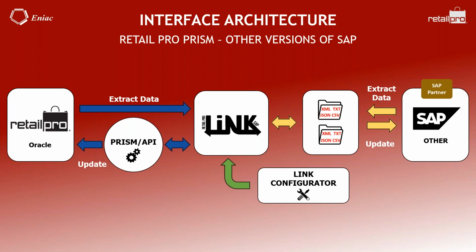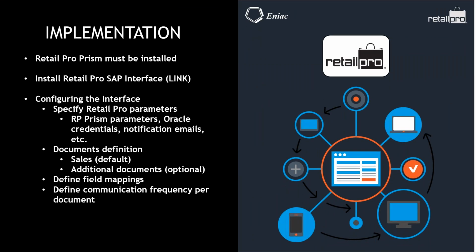So we will put in a file all the information that comes from Retail Pro that has to update the SAP database. And we will ask the SAP partner to locate, in these shared files, all the information that needs to be updated in the Retail Pro Oracle database. We have some big customers that use this implementation, but as I tell you, the majority of our customers use SAP Business One. Okay?